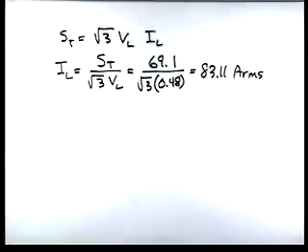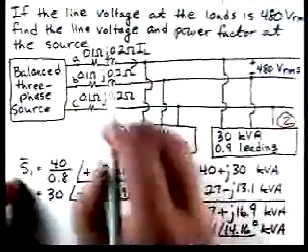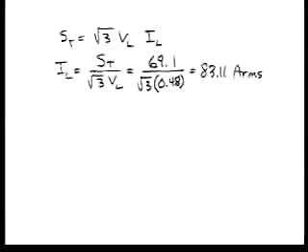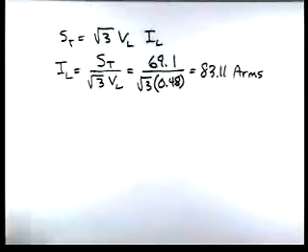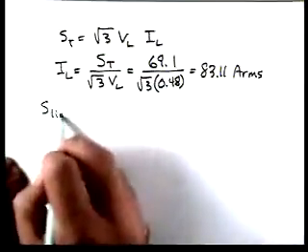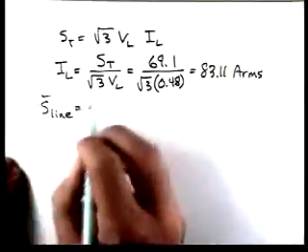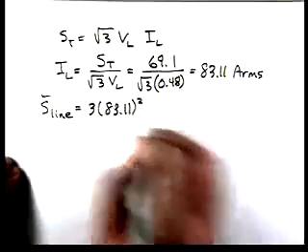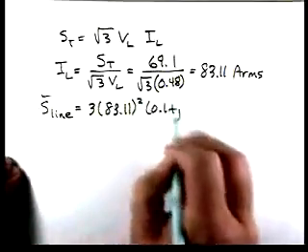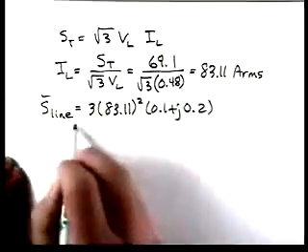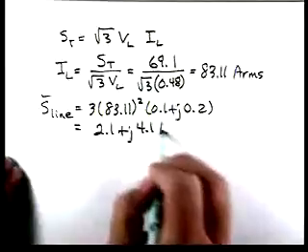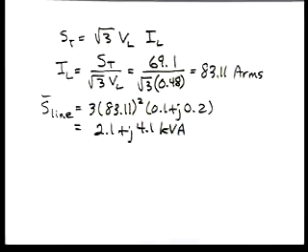Now we can use that to calculate the complex power absorbed by the line, because the line current flows through those line impedances. So S for the line is 3 times 83.11 squared times 0.1 plus j0.2. And that's 2.1 plus j4.1 kVA.